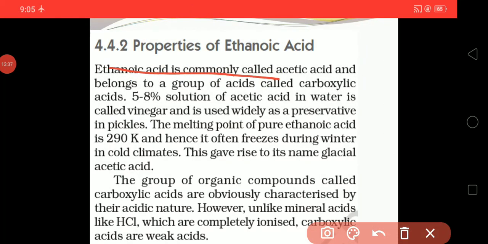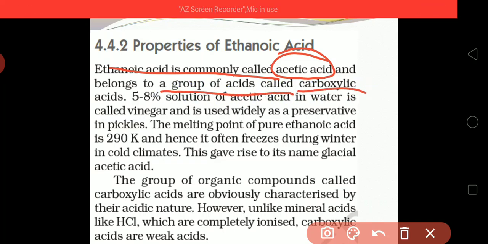Ethanoic acid is commonly known as acetic acid. It belongs to a group of acids called carboxylic acids. A 5 to 8 percent solution of acetic acid in water is called what?